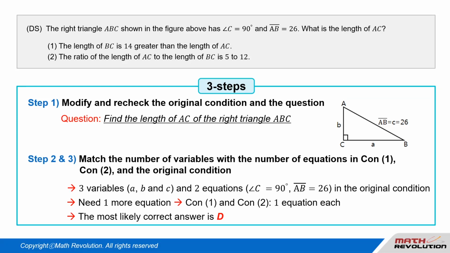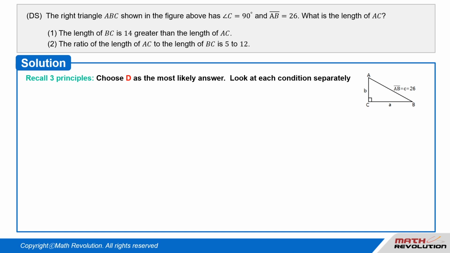Let's apply the variable approach, noting that we have three variables, A, B, C, and two equations. Angle C equals 90 degrees. Line segment AB equals 26. To match the number of variables with the number of equations, we need one more equation. Since conditions 1 and 2 will provide one equation each, it's about 60% likely D would be the answer. Recall three principles and choose D as the most likely answer. Therefore, let's take a look at each condition separately.